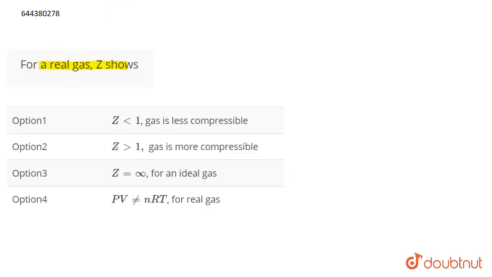The question is: for real gas, Z shows. Now, Z is the compressibility factor.